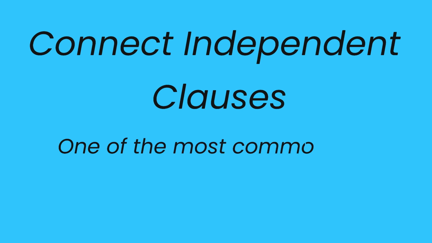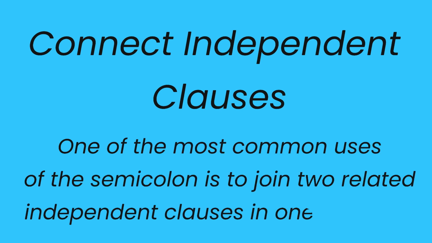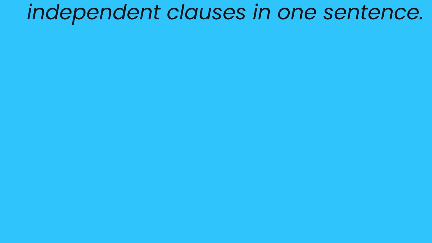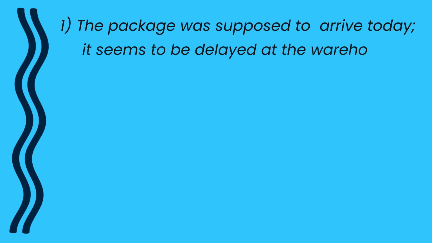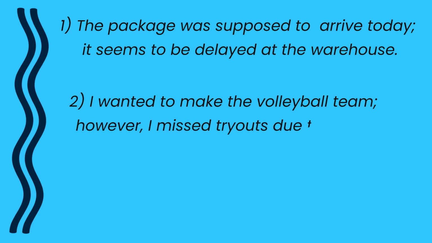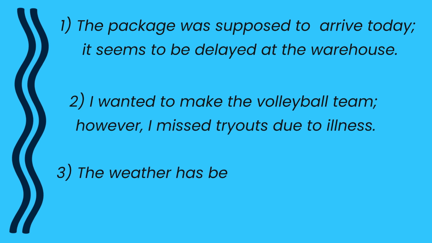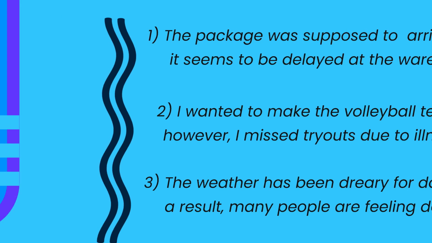Rule number 1, connect independent clauses. One of the most common uses of the semicolon is to join two related independent clauses in one sentence. Examples. The package was supposed to arrive today; it seems to be delayed at the warehouse. I wanted to make the volleyball team; however, I missed tryouts due to illness. The weather has been dreary for days; as a result, many people are feeling down.